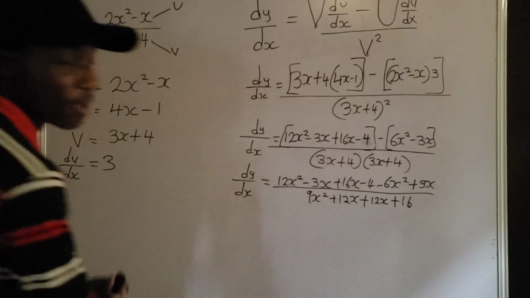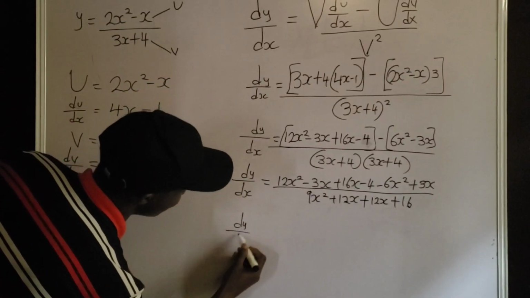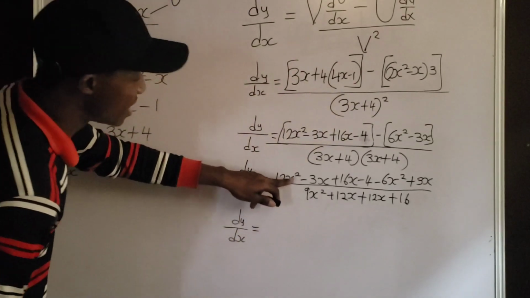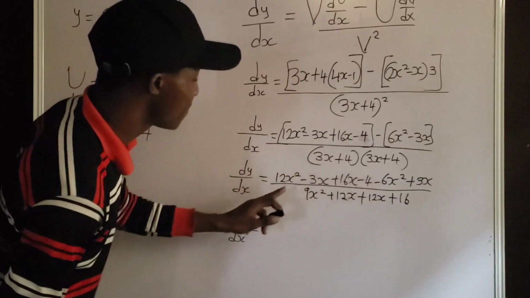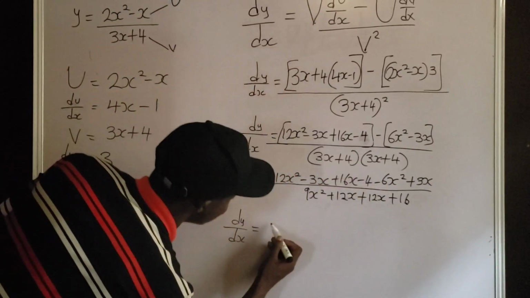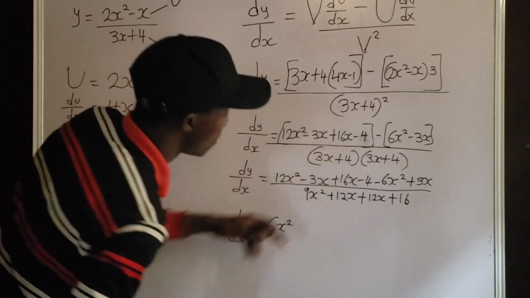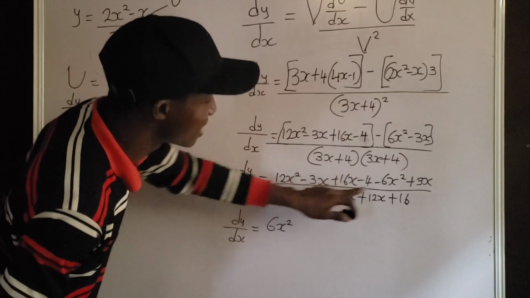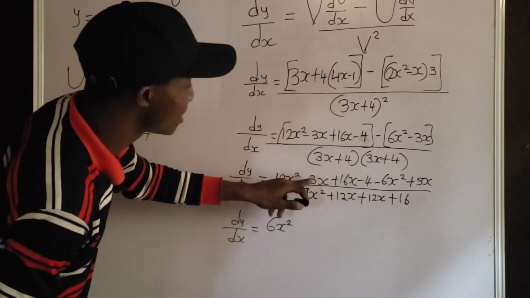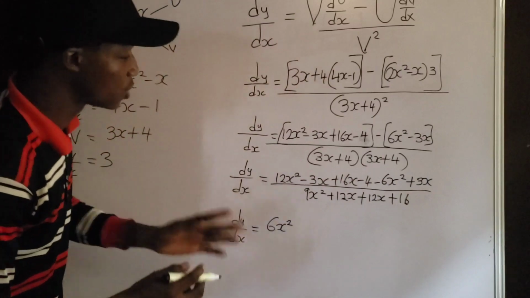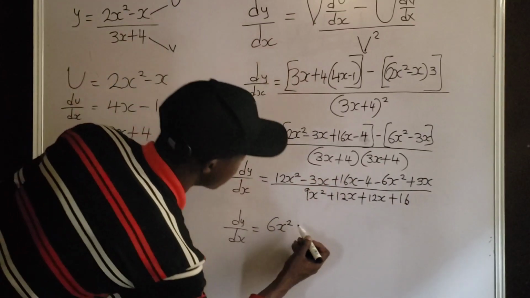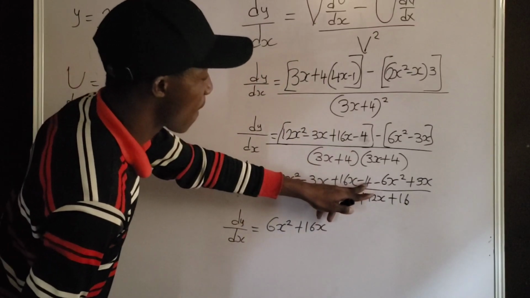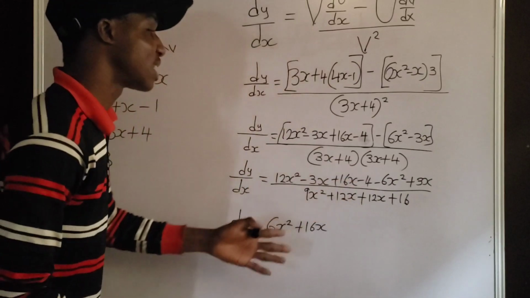So the derivative, dy/dx, is equal to 12x squared. Is there any other term that has x squared? Yes, we have this. So 12x squared minus 6x squared, that is 6x squared. After that, let's collect the other like terms. We have minus 3x, plus 16x, and plus 3x in this place. Minus 3x plus 3x will give us 0, so plus 16x will remain. So I'm going to have plus 16x minus 4. There is no other constant.